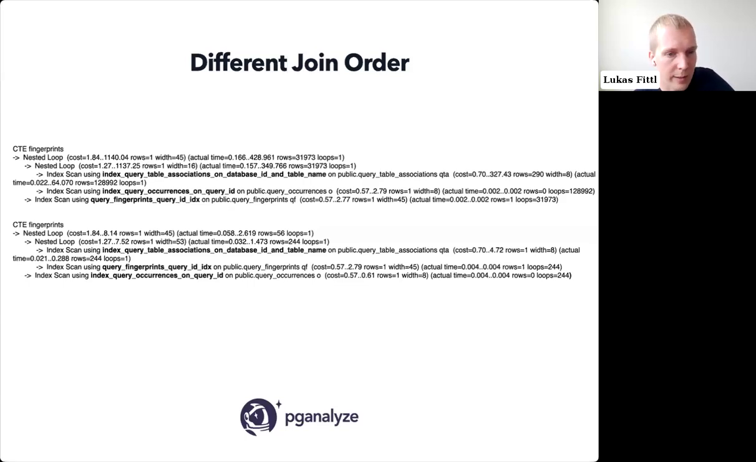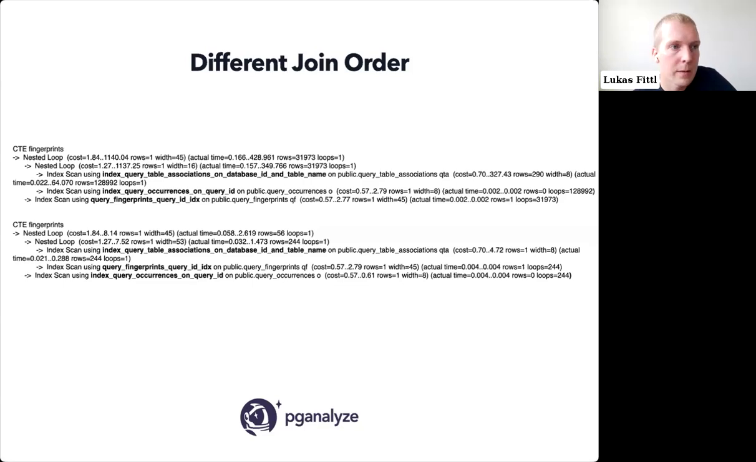This might seem like a minute difference, but it does make a big difference in terms of performance. In this case, the actual time on the bottom one was 2.6 milliseconds. The actual time on the top one was 428 milliseconds. So that's really the difference we might see: if the join order is different, you might see very different runtime behavior.